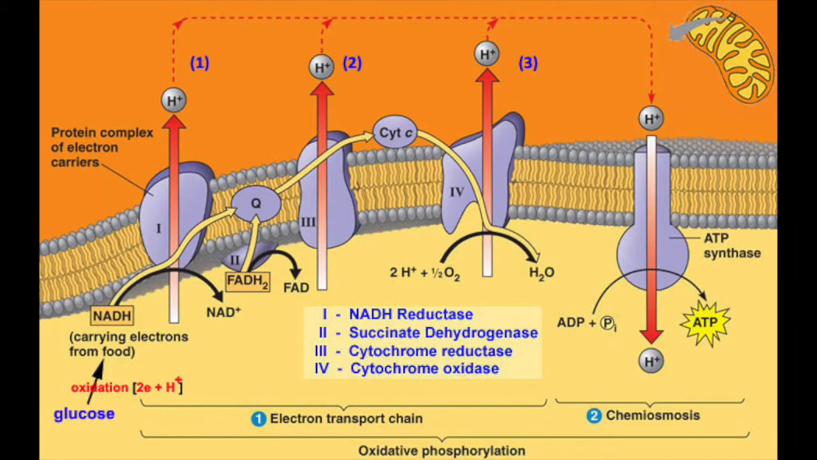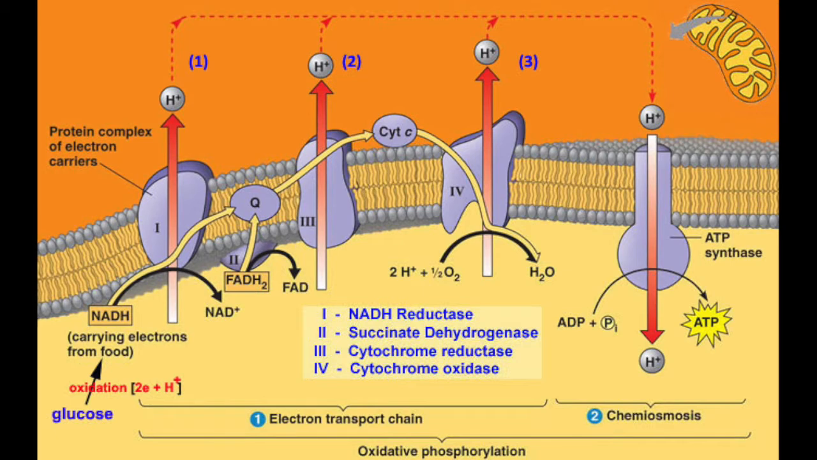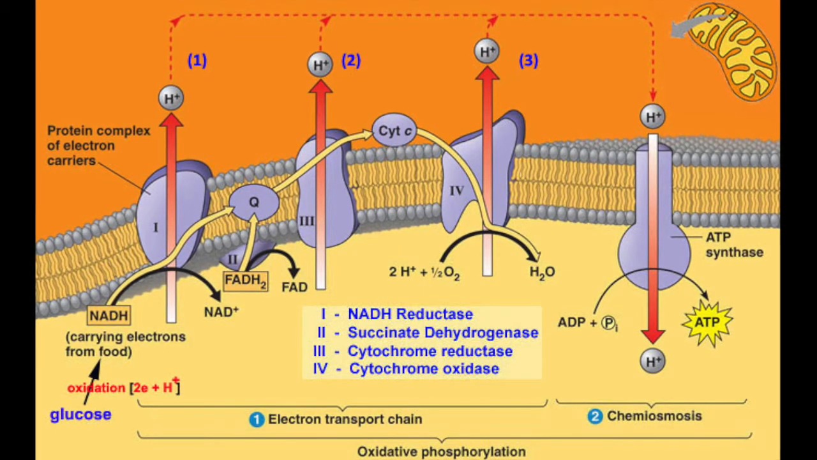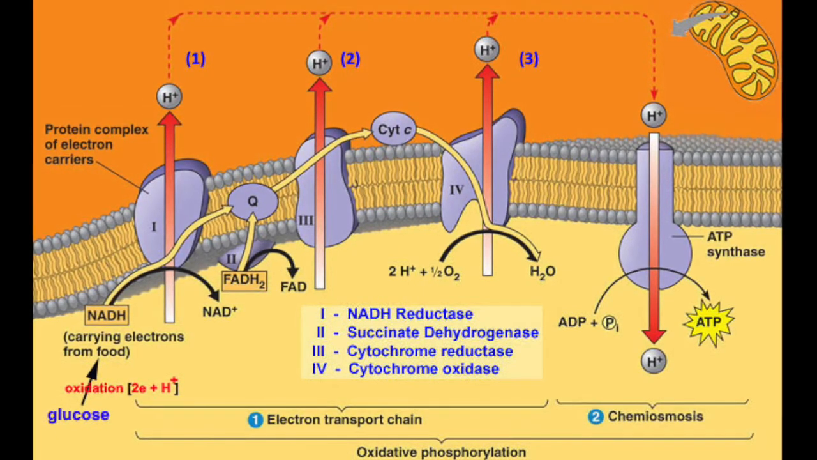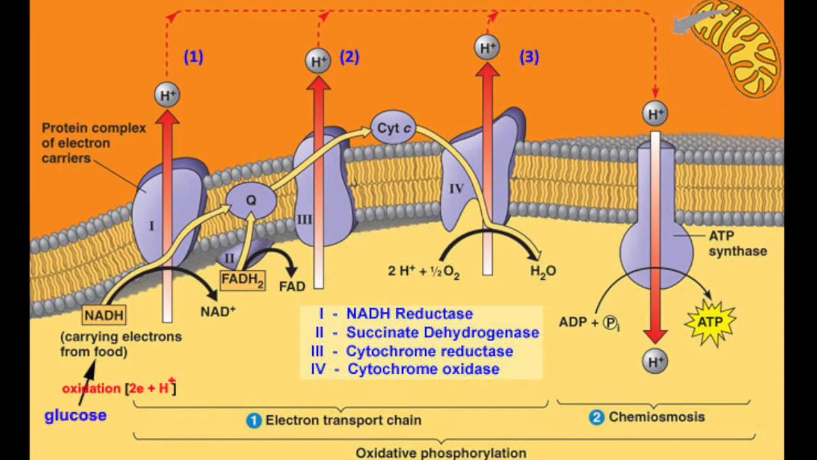One example of this is oxidative phosphorylation, which is the final step in cellular respiration. And I'm going to show you that picture now. Here we have a great picture of oxidative phosphorylation. So I want you to notice that the portion on the left is the ETC, the electron transport chain, and on the right is chemiosmosis.